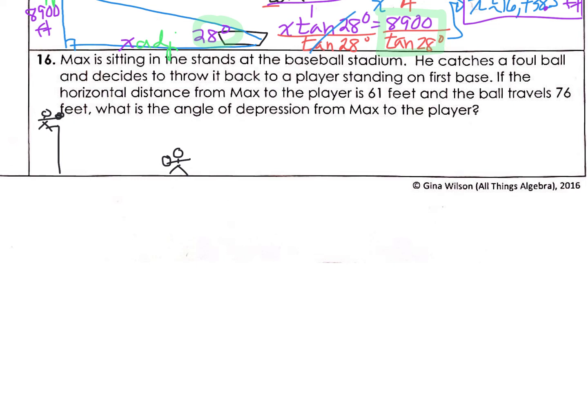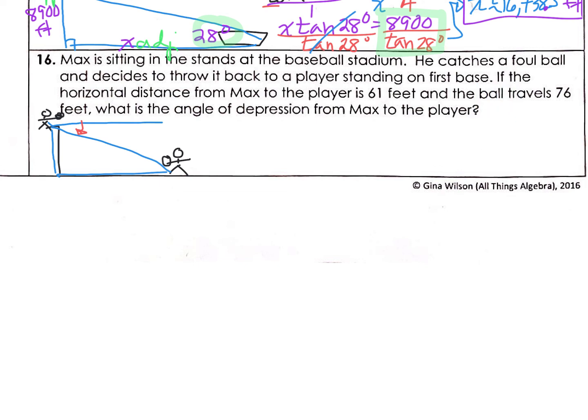If the horizontal distance from Max to the player, so this is a horizontal distance from here to here. We usually do it on the ground. Our triangle is going to go from here to here, and then his baseline is from here to here. Because Max is looking down at the baseball player, we are going to end up having an angle of depression right there.